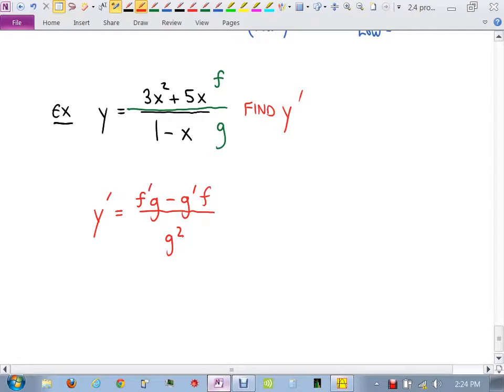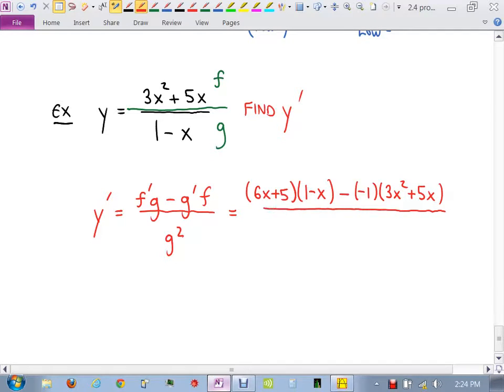Do you know what f prime is? Do you know what g prime is? If you know those, they're pretty clean. You should be able to just plug everything in right now. F prime is 6x plus 5 times g, 1 minus x, minus, what's g prime? Negative 1 times f, all over 1 minus x squared.